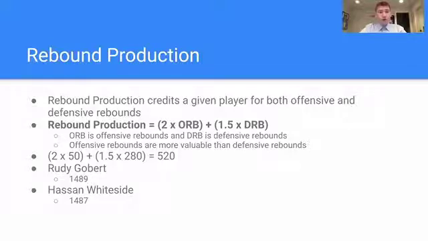So if we assume a player has 50 offensive rebounds and 280 defensive rebounds, we get a rebound production of 520. The leading player for rebound production in the 2019-2020 NBA season was Rudy Gobert with a rebound production of 1,489. Following him was Hassan Whiteside with a rebound production of 1,487.